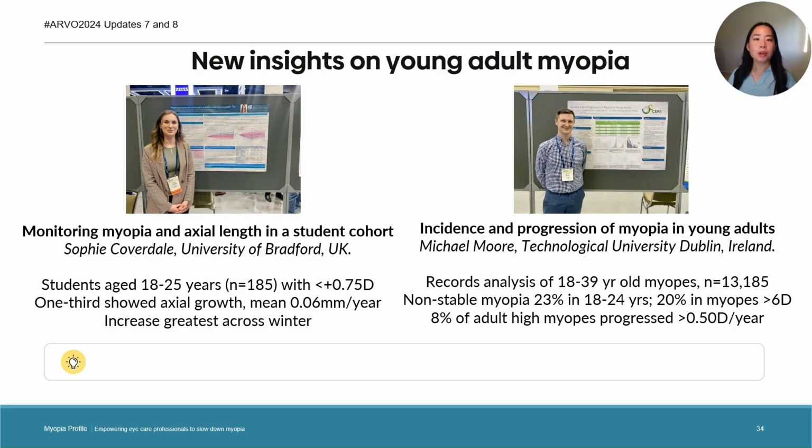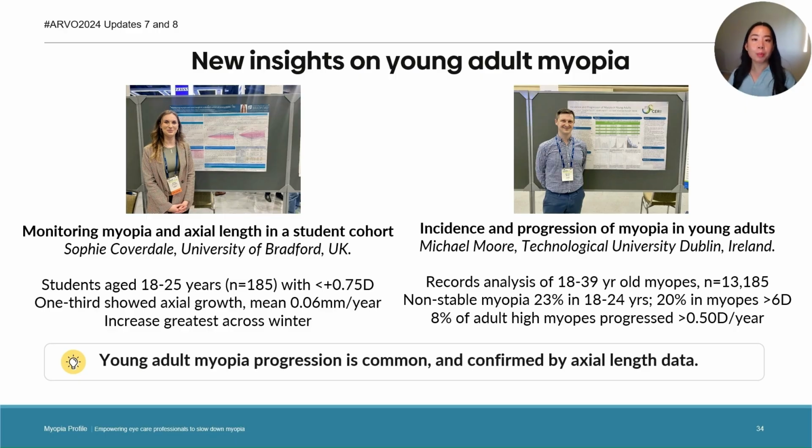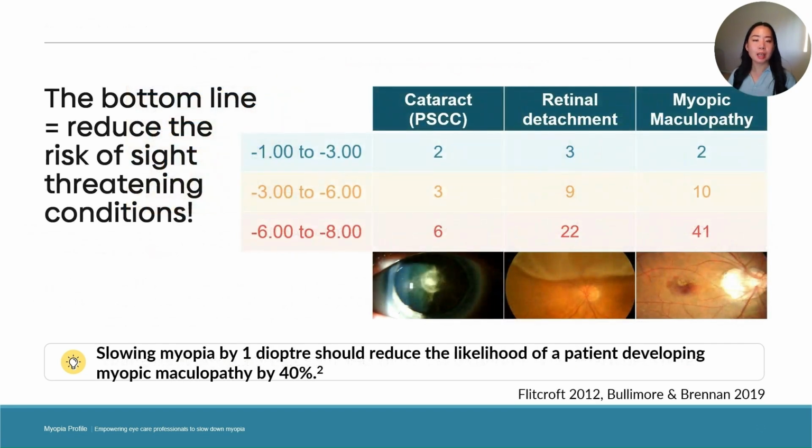So it's important to note that myopia progression is common and should still be checked for in the young adult population, so make sure not to neglect this demographic. The bottom line is that when we reduce myopia progression, we reduce the risk of sight-threatening conditions later in life, such as cataracts, retinal detachment, and myopic maculopathy, as mentioned before.